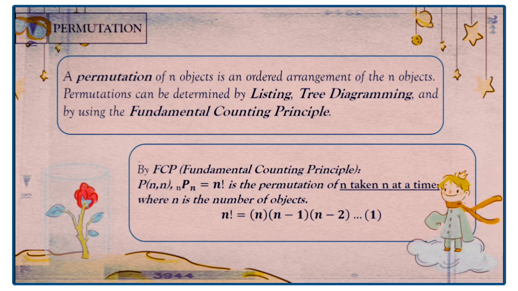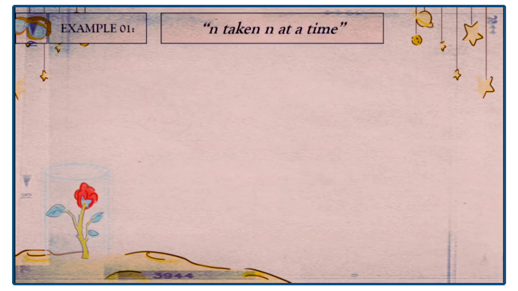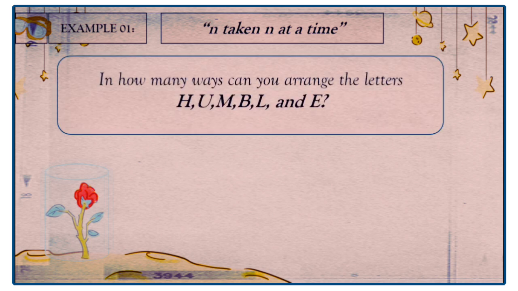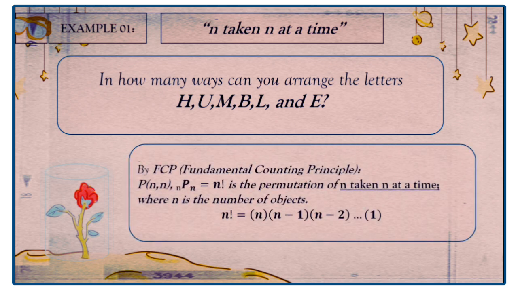But anyway, going back, let's have some examples based on it. In how many ways can you arrange the letters of HUMBLE? So you have 6 different letters here. And again, since we want to rearrange the 6 letters themselves, it's going to be 6 factorial.